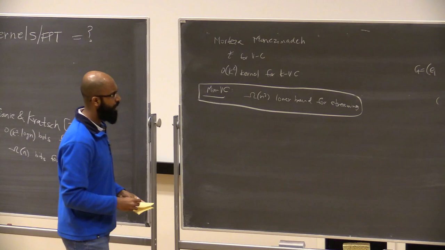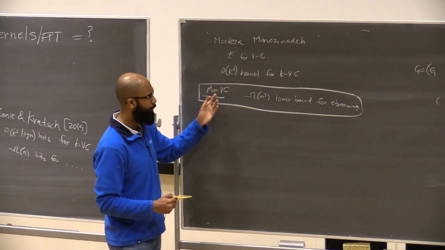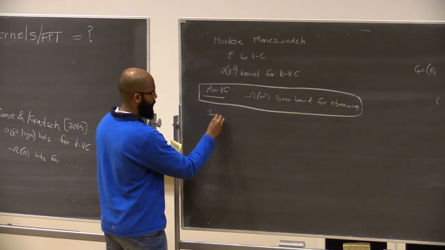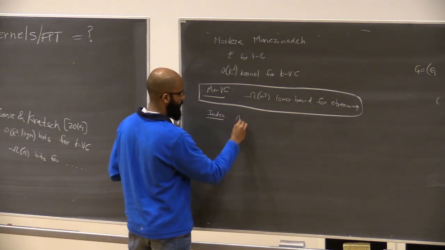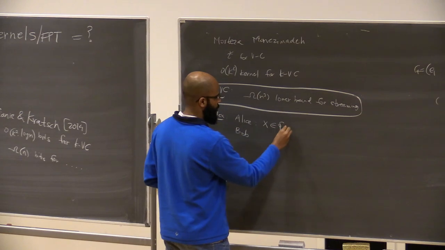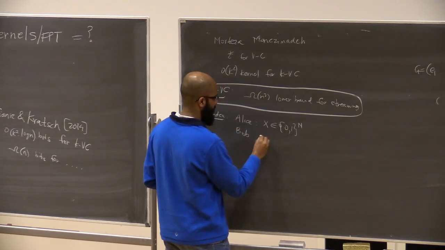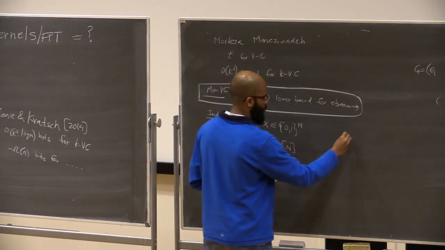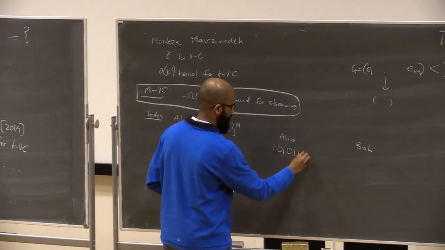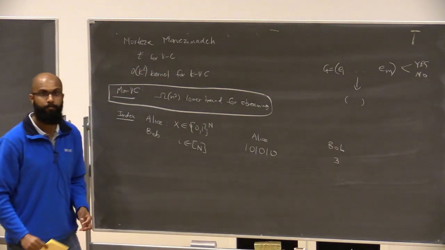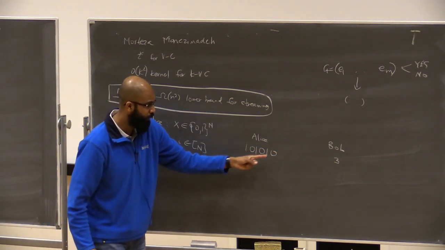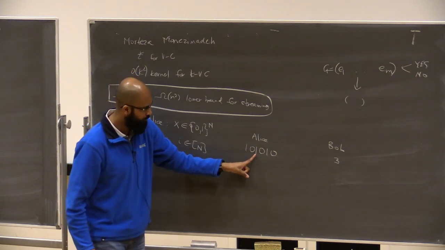So for example, how would you try to show a lower bound for any streaming algorithm? This is usually done via communication complexity. So there is a problem of index. You have two people, Alice and Bob. Alice has a string x in {0,1} to the n, and Bob has some index i. So let's say Alice has the string and Bob has the index 3. Alice has the string and Bob wants to know the third bit of this string. So Bob wants to know, is this bit 0 or 1?